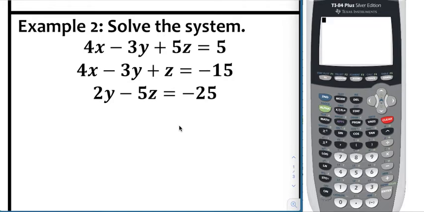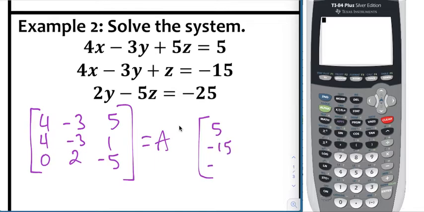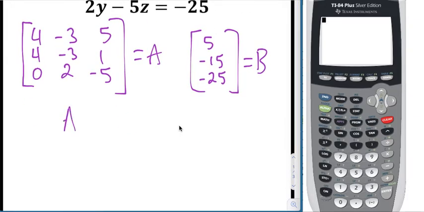Matrix A are the numbers on the left. So we would have 4, -3, 5. This is our A. We'd have 4, -3, 1, and then 0, 2, -5. So this is A. And then here's B. Okay. So if I want to solve, remember we're just going to go ahead and do A inverse B, and that's going to get us a new matrix that gives us our X, Y, and Z.